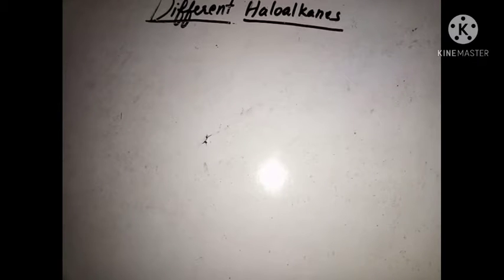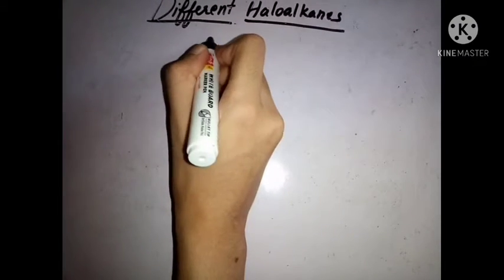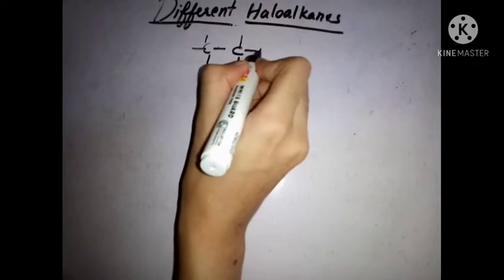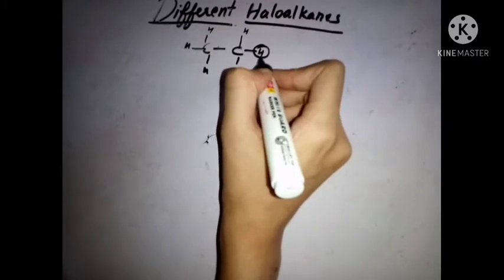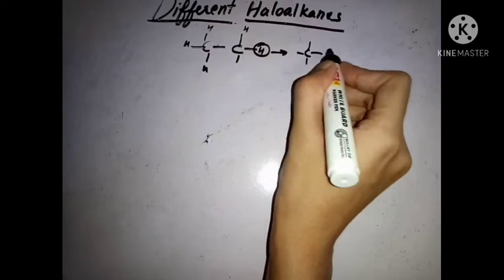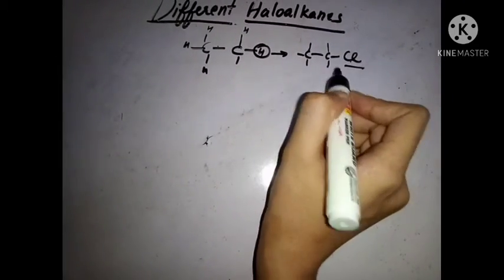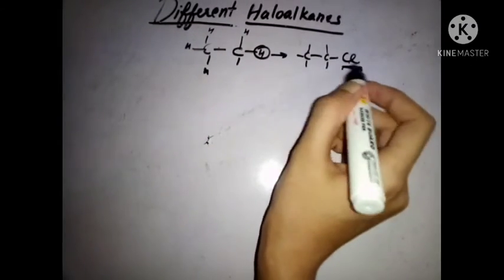Now let us see different haloalkanes. We have already seen what are haloalkanes. If there is an alkane C2H6, if I replace one hydrogen with a halogen like this, I have replaced it with a chlorine, then it has formed a haloalkane, that is chloroethane.